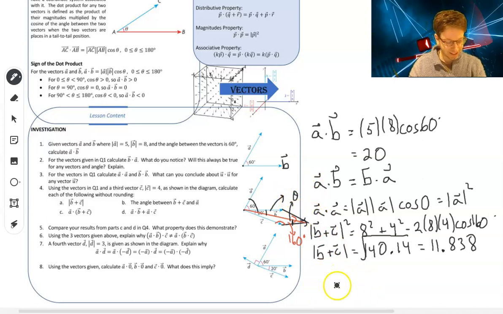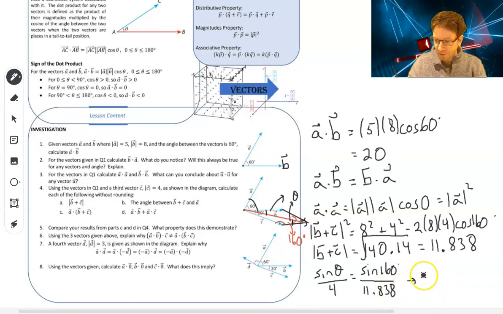It's from chapter 6. So we would have the sine of theta all over the magnitude of c, which is 4, equals, I'll do the sine of 160 over the magnitude of b plus c, which we calculated to be 11.838. And if we rearrange to solve for theta, running out of space here, but you guys can rearrange, we'll get about 6.636 degrees.